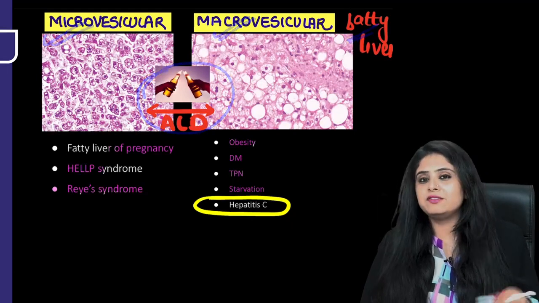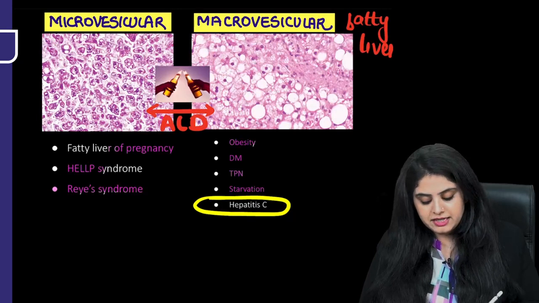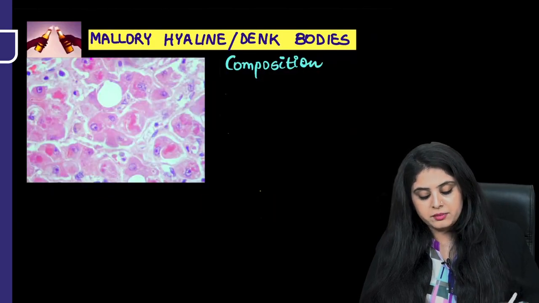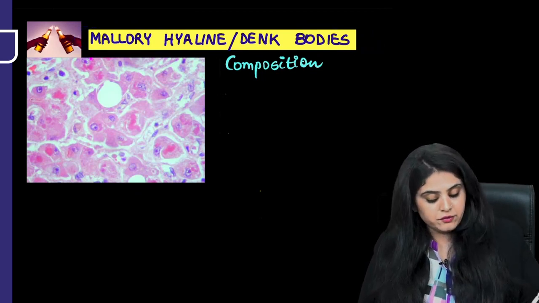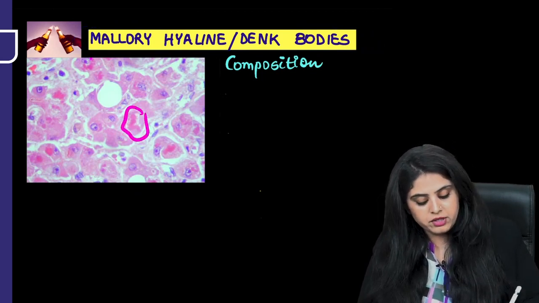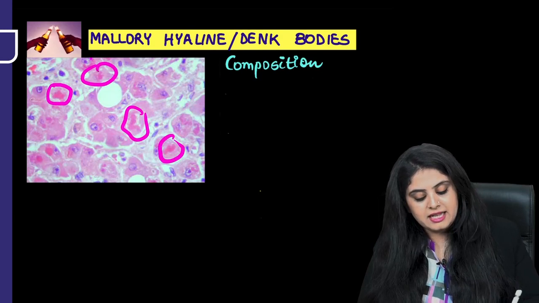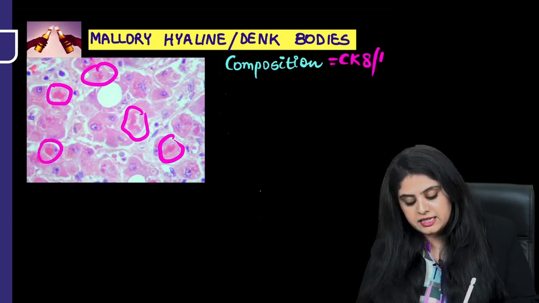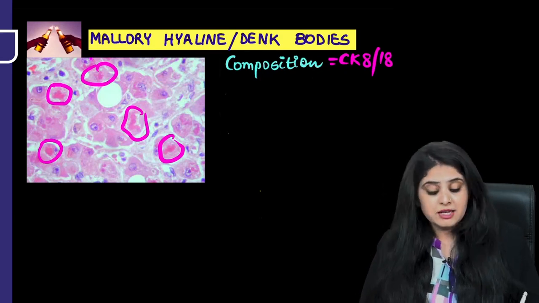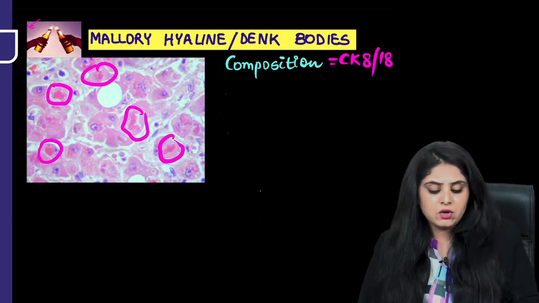So fatty liver to I have seen. What after that? After that, in alcoholic liver disease, you start seeing the presence of Mallory-Denk bodies or Mallory-Hyaline bodies. So if you notice these very pink bodies over here, those are the Mallory-Hyaline or the Mallory-Denk bodies, and what are they made up of? Cytokeratin 8 and 18, previous year question. But are they only seen in the alcoholic liver disease?